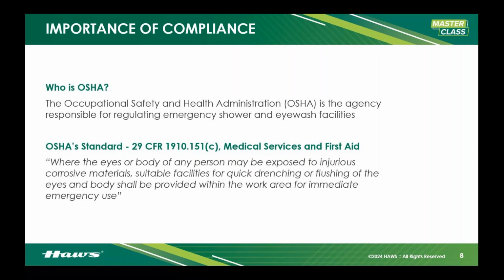The unfortunate part, but the reason why we need Z358.1, is because this is all the information we get here. We get a paragraph, and it tells us where the eyes or body of any person may be exposed to injurious corrosive materials, suitable facilities for quick drenching or flushing of the eyes and body shall be provided within the work area for immediate emergency use. This is great. This tells us I need emergency equipment. I've got nasty stuff in my facility, and I've got to protect my people. It doesn't tell me how to do it. It doesn't tell me where the equipment goes, how it's supposed to function, or provide me with any of that information. And that is why the Z358.1 standard is referenced as the primary source for compliance.